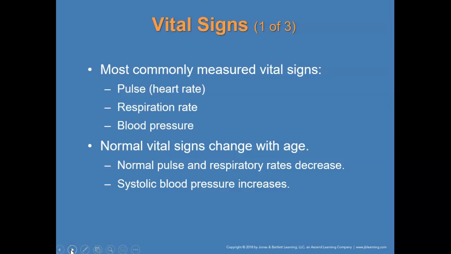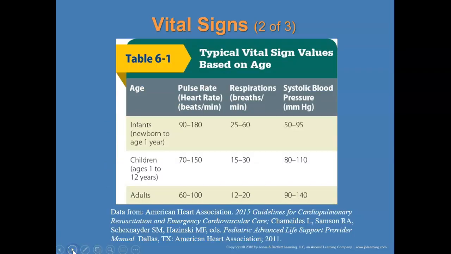Okay, now we'll do vital signs. Most commonly measured vital signs are your pulse or your heart rate, respiratory rate, which is how many breaths you take in a minute, and your blood pressure. Normal vital signs change with age. Normal pulse and respiratory rate decreases, and systolic blood pressure increases with age. When we get back in class, we'll go over vital signs too. Actually practice doing them.